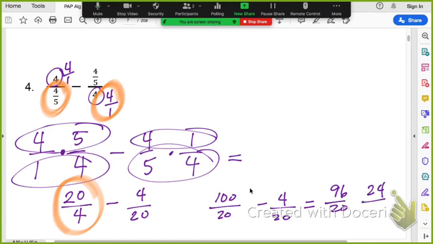24 over 5. I think also something you could have done in the beginning is reduce this to be 1 over 5 and this to be 5. And then the common denominator would have been 5. And so 25 minus 1. If you wanted to do it that way, like simplified first.